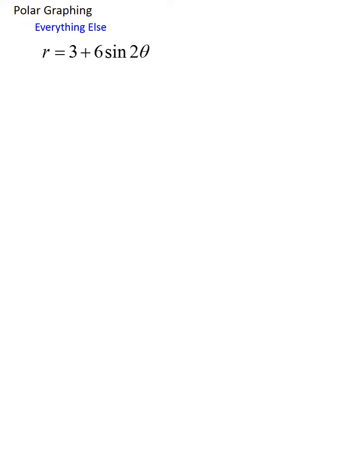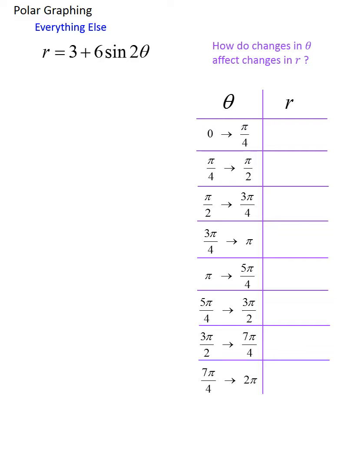And we can graph just about anything else in polar form as long as we stick to our basic principles, asking what changes in theta will affect changes in r. In this particular case, I'm going to go in 45 degree or pi over 4 increments, as I have in previous problems where 2 theta was my trigonometry argument.